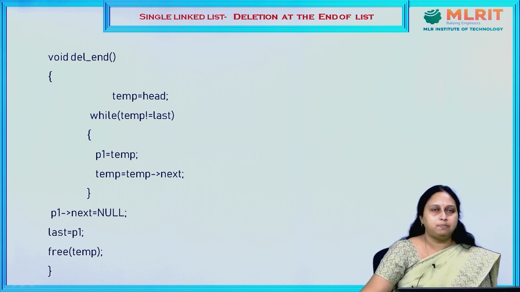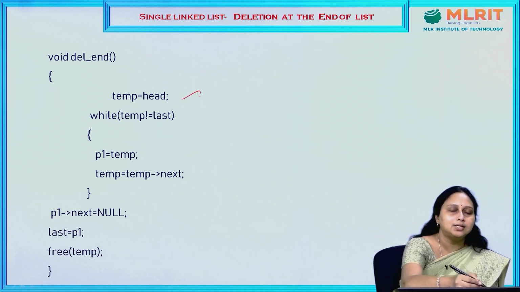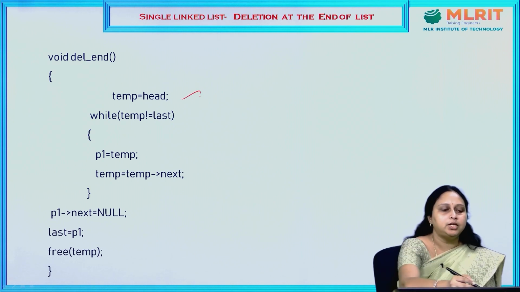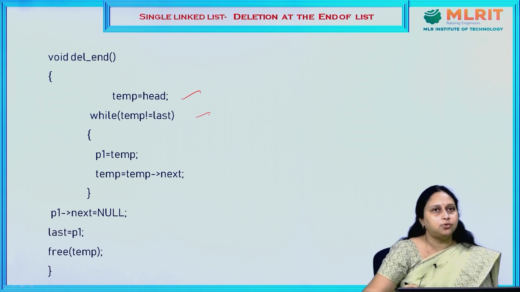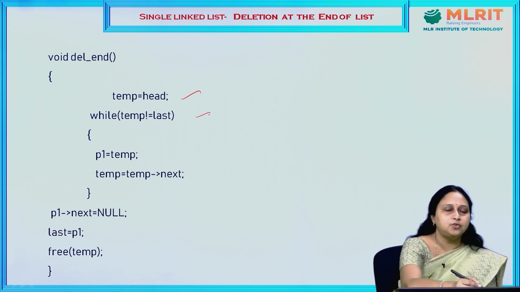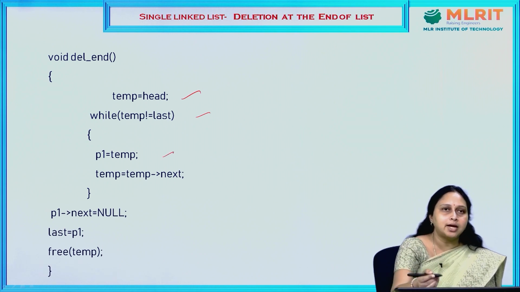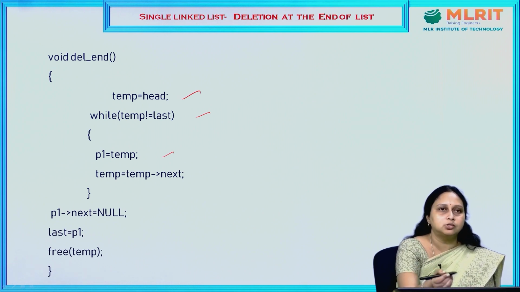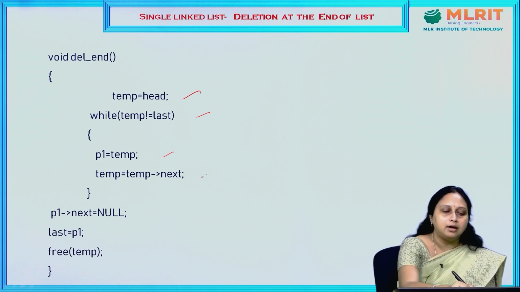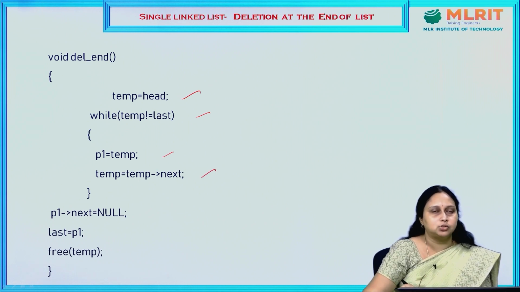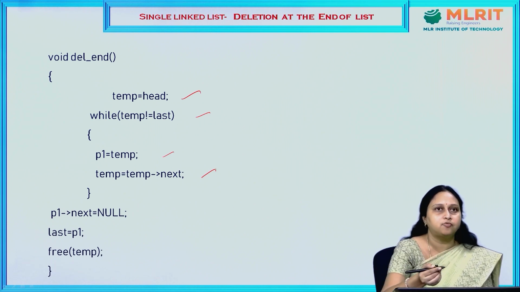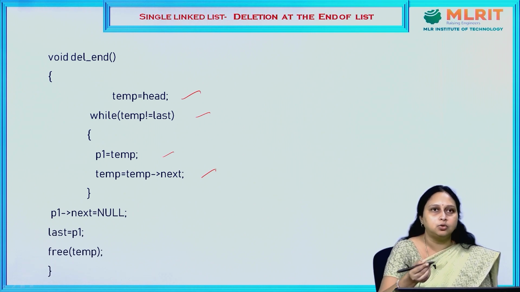And how to implement it. First, we need to initialize temp equal to head. We need to traverse through the list until we reach the last. When we are moving, we need to assign our temp value to P1, where we are going to store the reference of temp in another pointer variable, and temp will be moving to temp arrow next. That means we are going to move temp to the next location if your current node is not the last node.